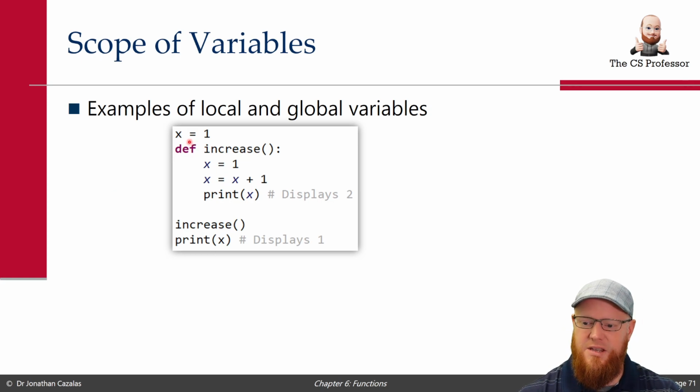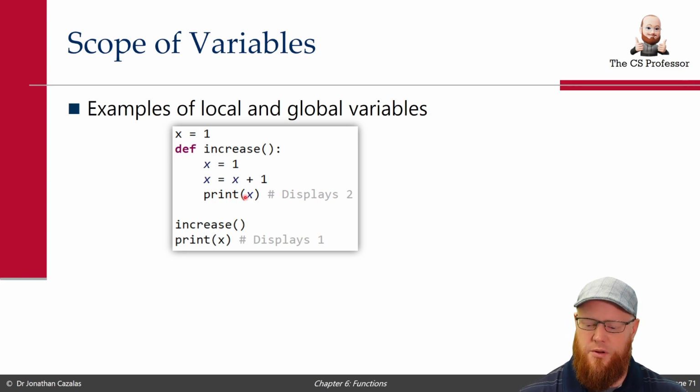Here we have x equals 1. We have this function increase, which does something. And now we, as the Python interpreter, see that we're calling this function increase. Cool. What happens? When we call this function increase, notice we have here x equals 1. Then we say x equals x plus 1. So now what does x equal? X equals 2. And then we print x. Of course, it will display 2.